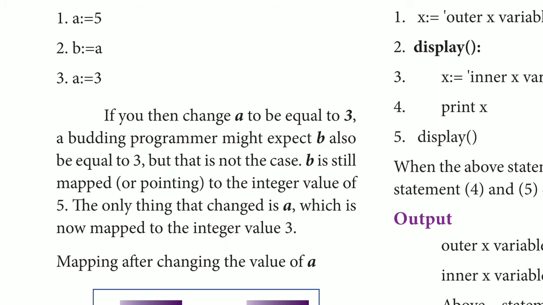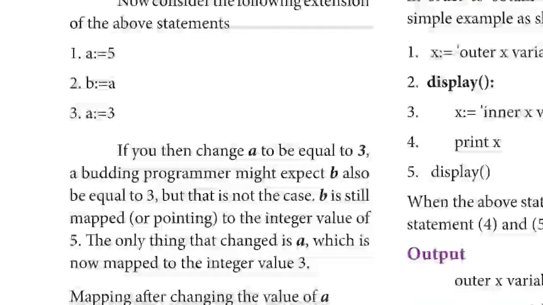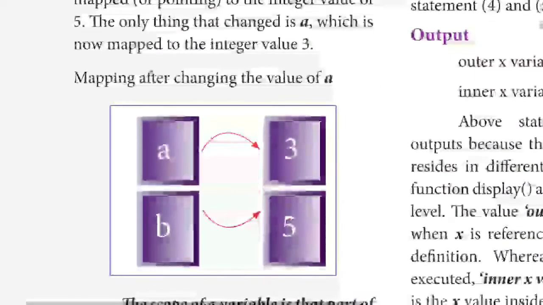So here they have given another example. You can see that if you change a to be equal to 3, binding programming might expect b is also to be equal to 3, but this is not the case. B is still mapped to the integer value of 5. So the only thing that changes is a, which is now mapped as integer value 3. Okay, so mapping can change the value of a.